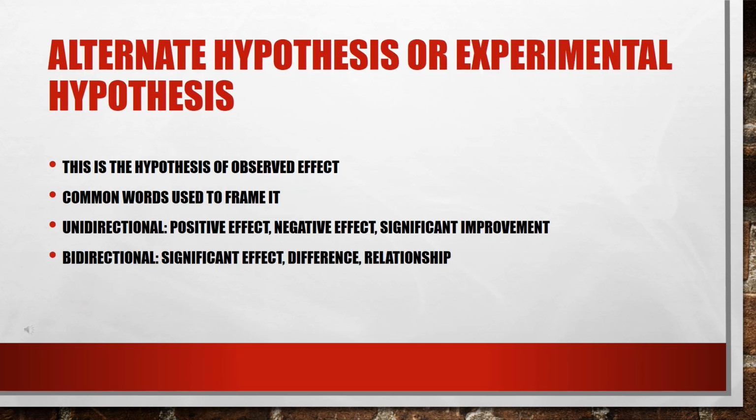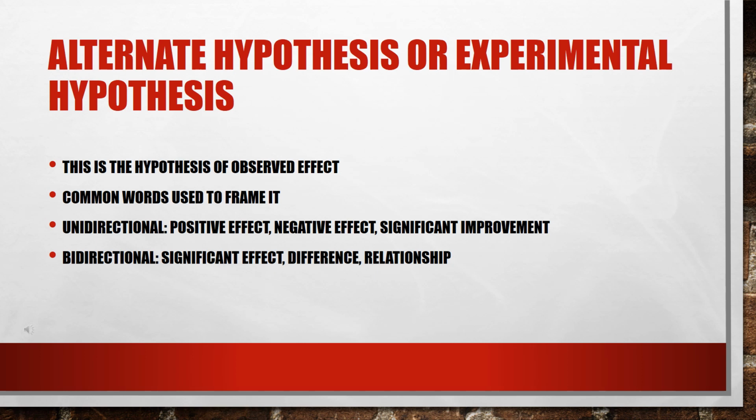The other hypothesis is the alternate hypothesis or the experimental hypothesis. This is the hypothesis which the researchers mainly propose and assume for their work. So this is basically the hypothesis of observed effect or difference. The alternate hypothesis is just the reverse of the null hypothesis. In the null hypothesis, we have seen that there is no difference or no effect or no association. Here, we expect that there will be some effect or some difference or some relationship.